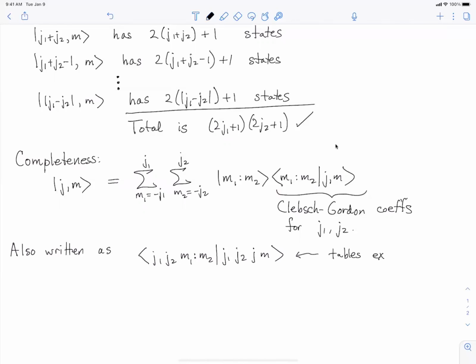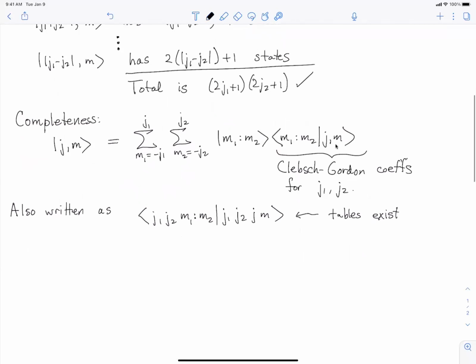But one thing I'd like to point out is just that there are different conventions for these tables. So you have to be a little bit careful, because if you're using some table, it may or may not agree with the conventions I use, and it may or may not agree with some other book. So different conventions.